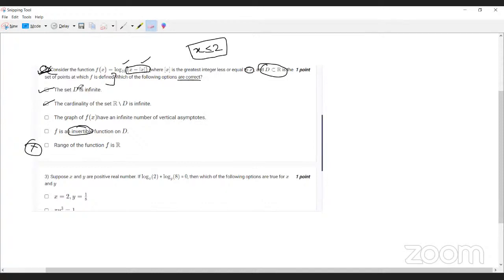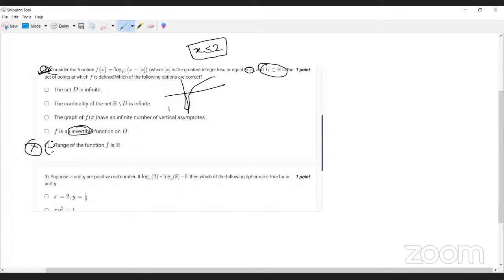Can we plot the graph of this? Since the value ranges from 0 to 1, even if we take a normal log graph, at x equal to 0 we will have a vertical asymptote. And this value of 0 will be approached multiple times. Therefore, it will have an infinite number of vertical asymptotes.